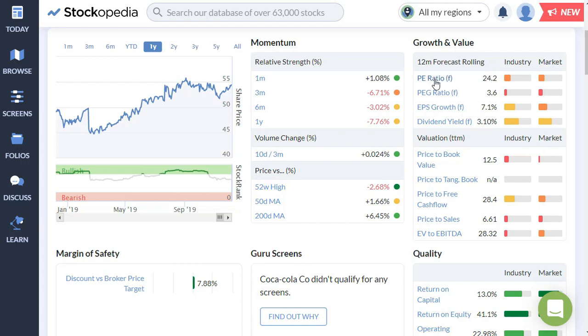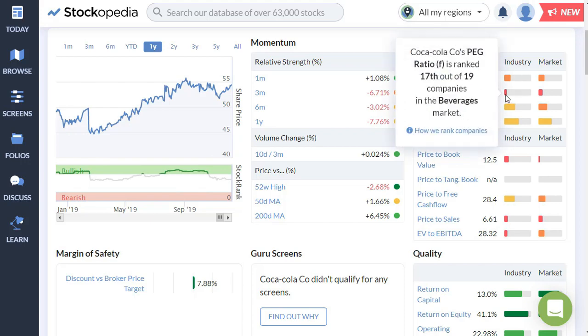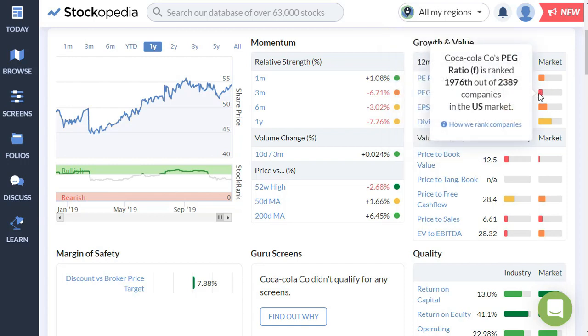Normally, I'm not looking too much at PE ratios, but looking more at the PEG ratio, because here they're taking the PE ratio and dividing it by the estimated growth for the next 12 months. And if this is above 2, I'm not too keen on buying. And as you can see here with the red color, we have the PEG ratio compared to the industry. You can see here Coca-Cola's PEG ratio is ranked 17th out of 19 companies in the beverage market, so not one of the best here. And to the overall market, you can see that it's also pretty badly positioned here.